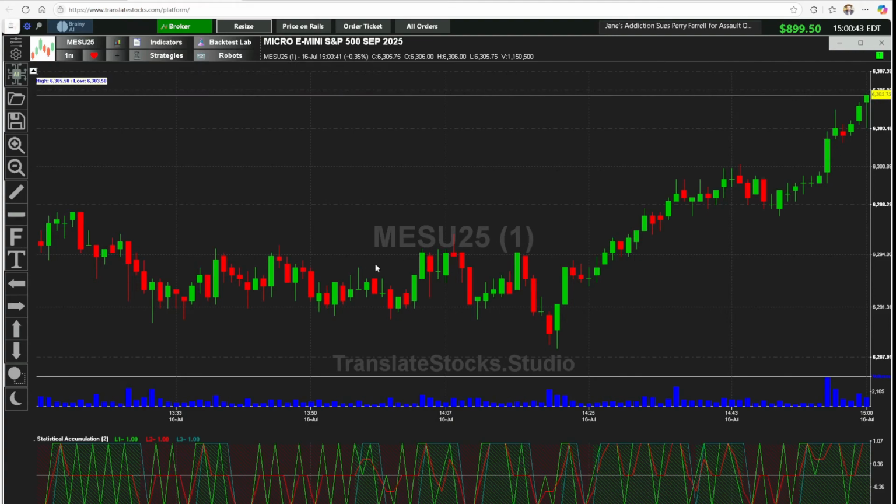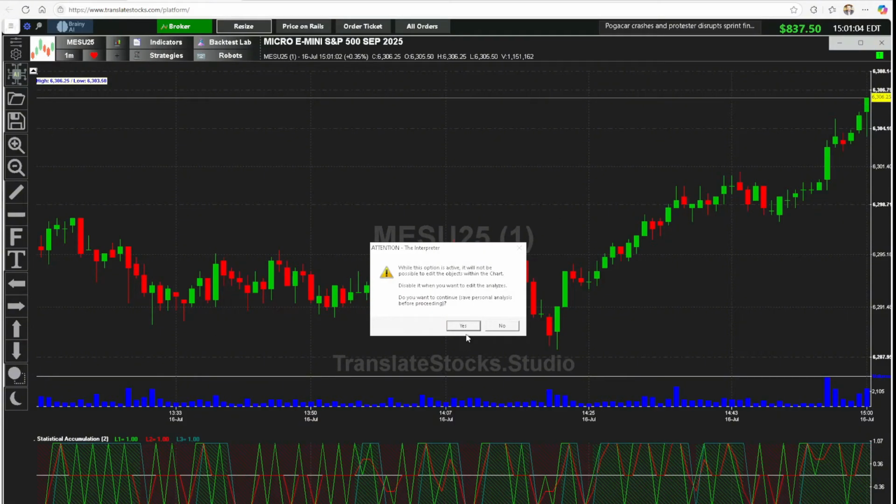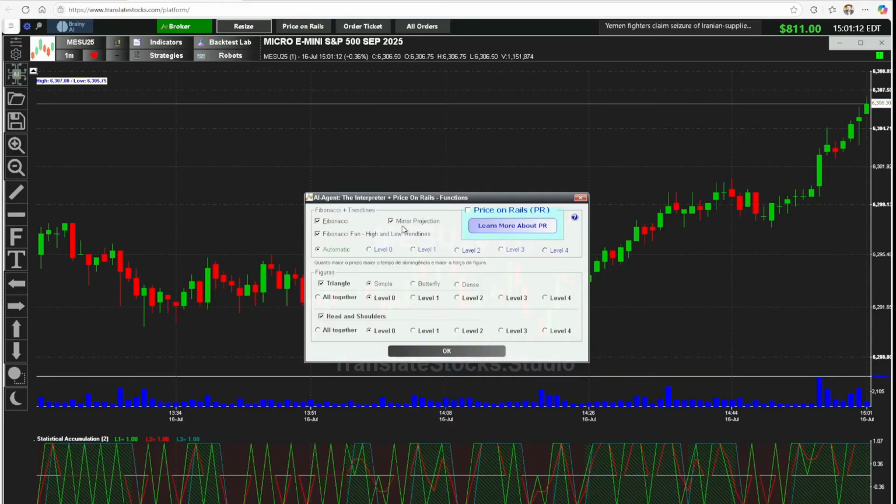Today I'm going to trade a little bit manually with the AI assistant. Right now we have the 1 minute chart open. I'm going to open everything manually so you can see what I'm doing from the beginning. First, I will activate the AI technical analysis that we call the interpreter. I will activate everything: Fibonacci, support and resistances, Fibonacci fan, mirror projection, and triangles with all levels. The level is the size in time of the triangle.